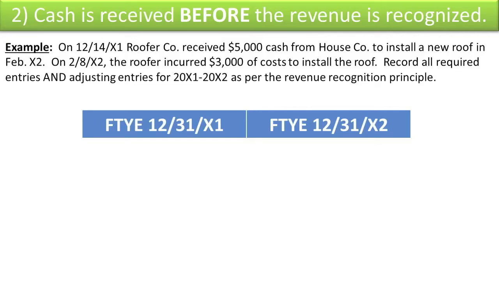On December 14th, X1, Roofer Co. received $5,000 cash from House Co. to install a new roof in February X2 of the following year. On February 8th, X2, the roofer incurred $3,000 of cost to install the roof.